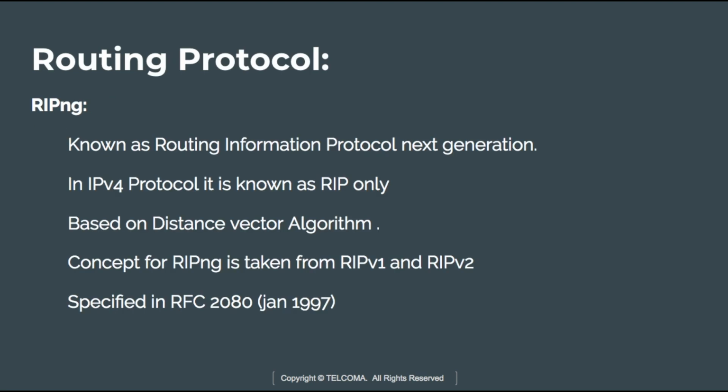RIPng is known as Routing Information Protocol Next Generation. In IPv4 we use RIP only, but in IPv6 we discuss the Routing Information Protocol Next Generation. RIPng is based on the distance vector algorithm, as IPv4 RIP is also based upon the distance vector algorithm. The concept for RIPng is taken from RIP version 1 and RIP version 2, and it is specified in RFC 2080 in January 1997.